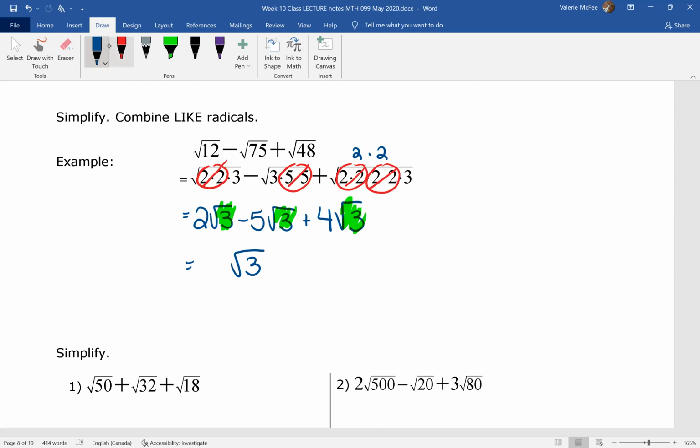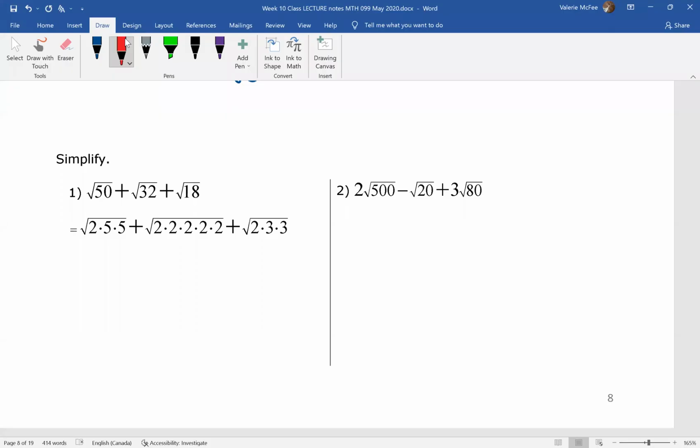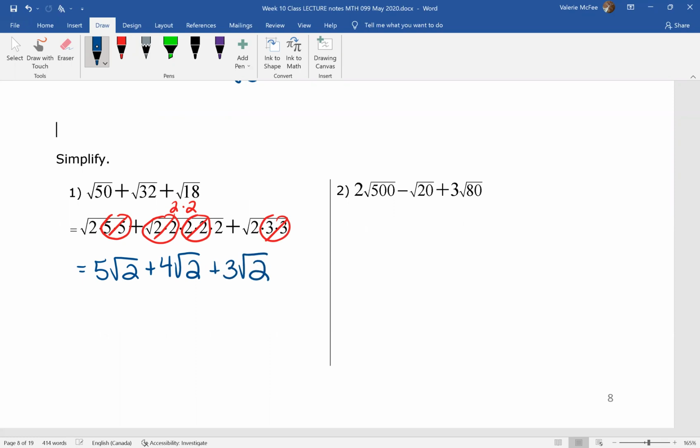Why don't you pause your video and try question 1. So our index is still 2 here. We're looking at square roots. I'm finding groups of 2 factors that are the same. Here we have 2 times 2. So the square root of 50 simplifies to 5 root 2. Square root of 32 simplifies to 4 root 2. And the square root of 18 simplifies to 3 root 2.